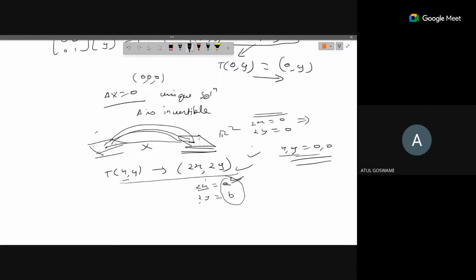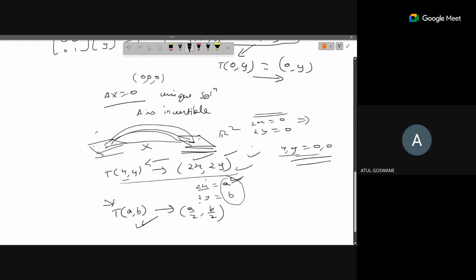Because it is one-one and onto, we can define a backward mapping as well, which will take the vectors from here and map them in this direction. And what will be that transformation? If we take the vectors from the codomain, suppose a comma b, it will map to the domain a by 2 and b by 2. Is that clear? Yes, sir. So that's why we will have A inverse. The matrix for this transformation would be A inverse, if A is the matrix for the above transformation.